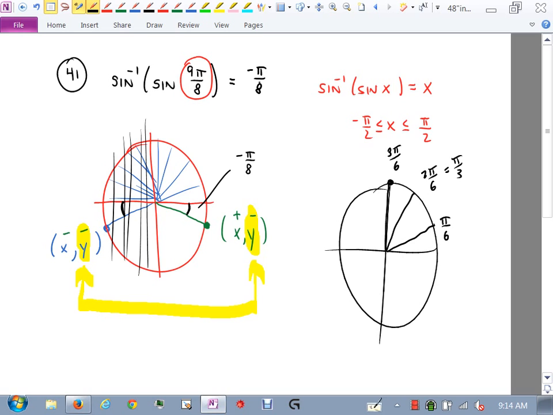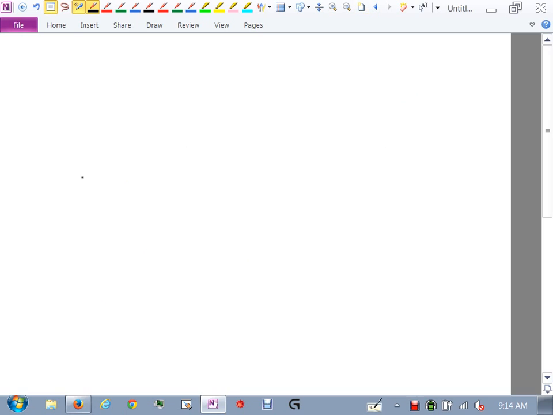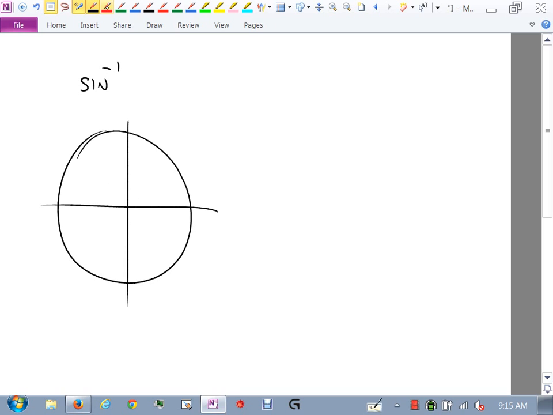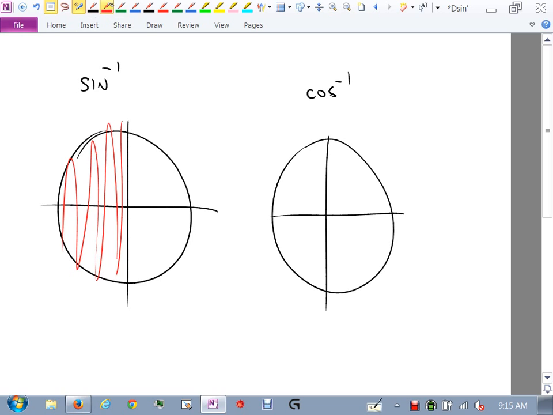Negative pi over 2 to pi over 2, always. So if you want to do just a visual summary, when you're dealing with arc sine, you're always going to be cutting off the left side here. If you're dealing with arc cosine, you're always going to be cutting off what? The bottom two. And if you're dealing with arc tangent, you're also going to be cutting off the left two. And then, of course, there is also that restriction that with arctan, you can't actually be at negative pi over 2 and pi over 2, but let's not get into that.